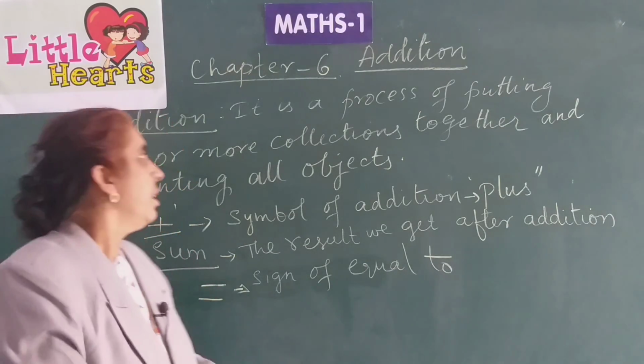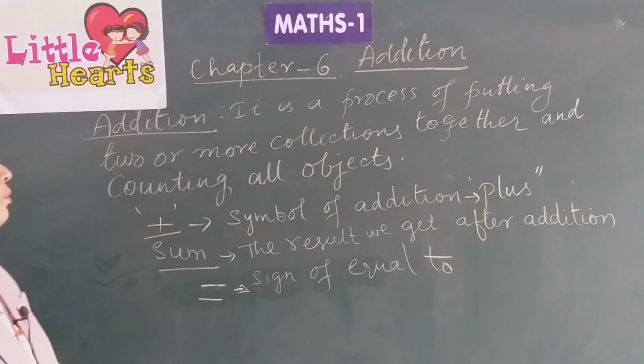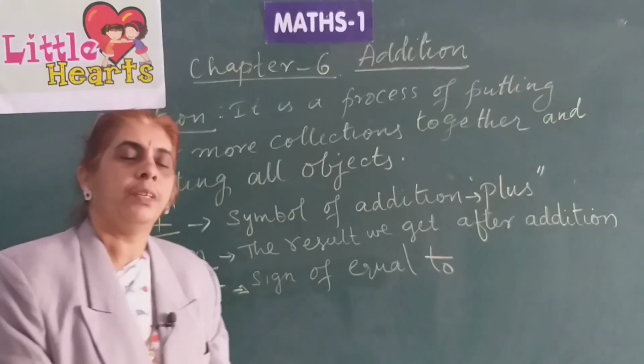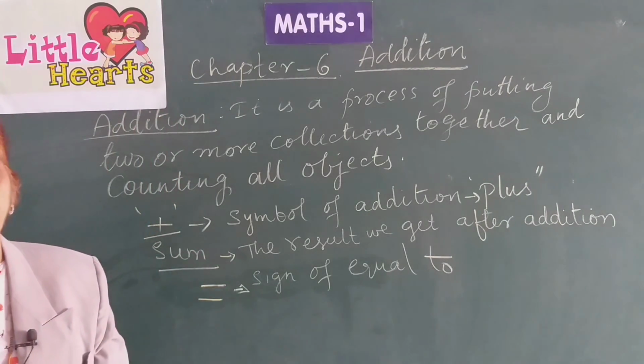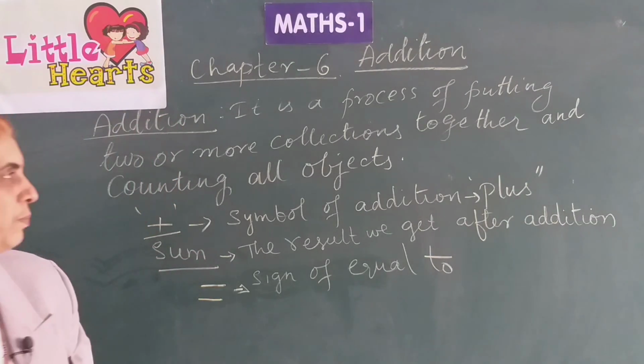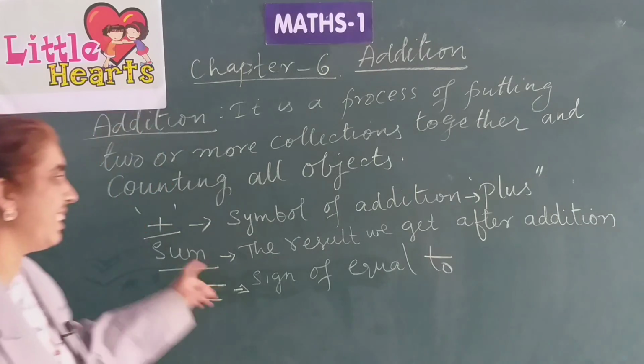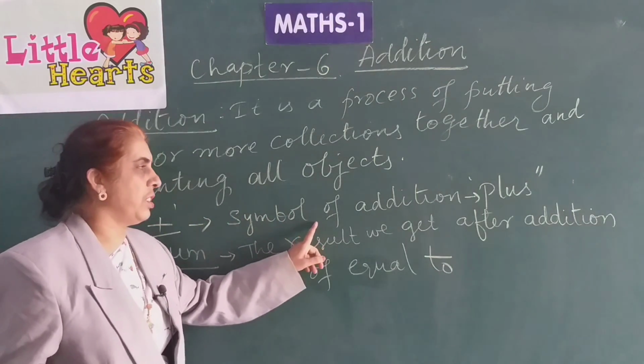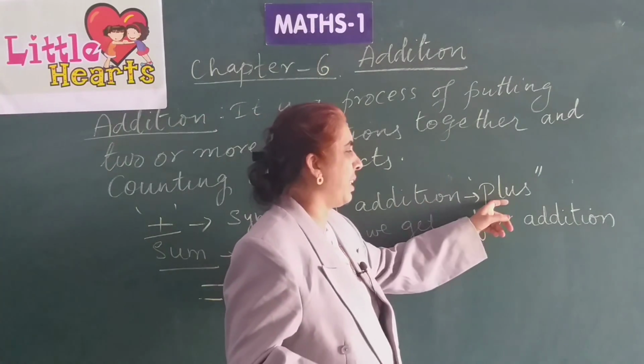So addition is a process of putting 2 or more collections together and counting all objects. And plus is the symbol of addition. We read it as plus.